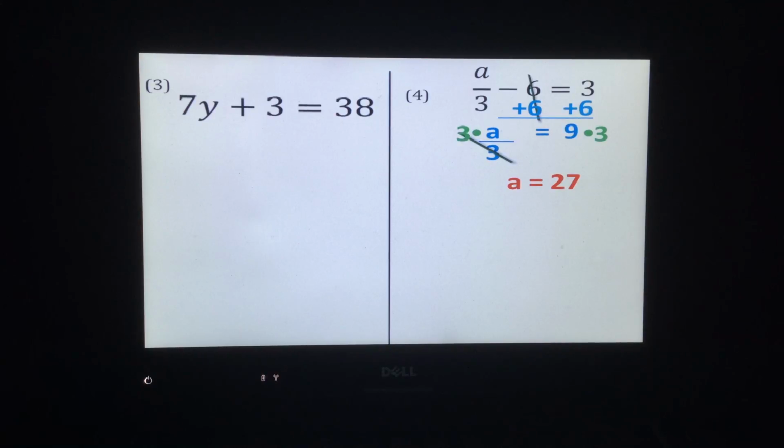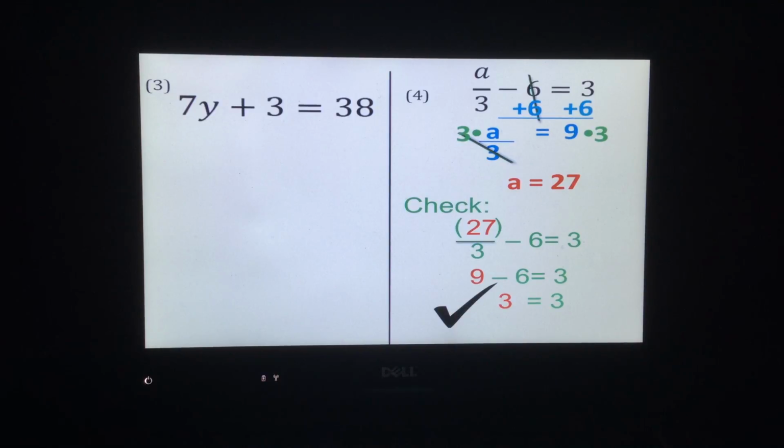All right, so now let's go ahead and check our answer. We're going to write the original problem. Up here you see that the a is on top of this fraction, so when I rewrite this, I'm going to put parentheses on top of the fraction. So we have parentheses over 3 minus 6 equals 3. Let's put the 27 in there. What's 27 over 3? Well, that's 9. 9 minus 6 is going to get me 3. 3 equals 3. So there's my check. Number 4 is correct. We're going to do another one like these together. If you need to press pause to write this down, go for it.